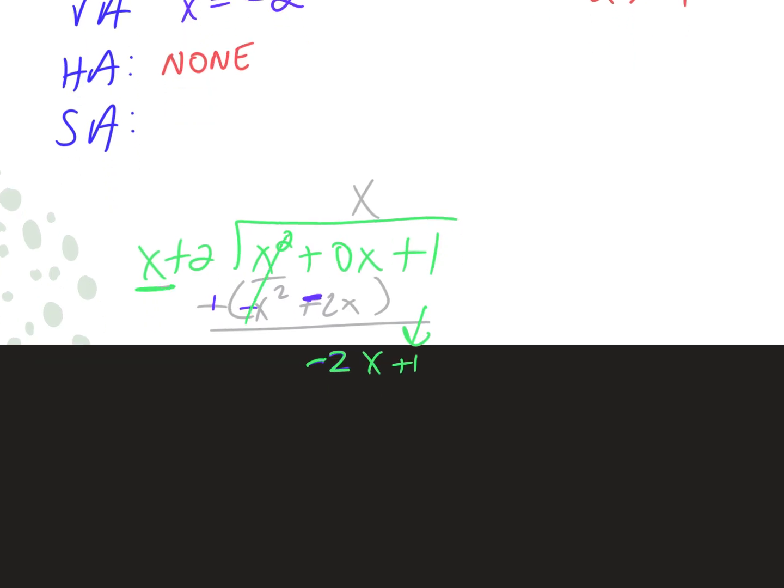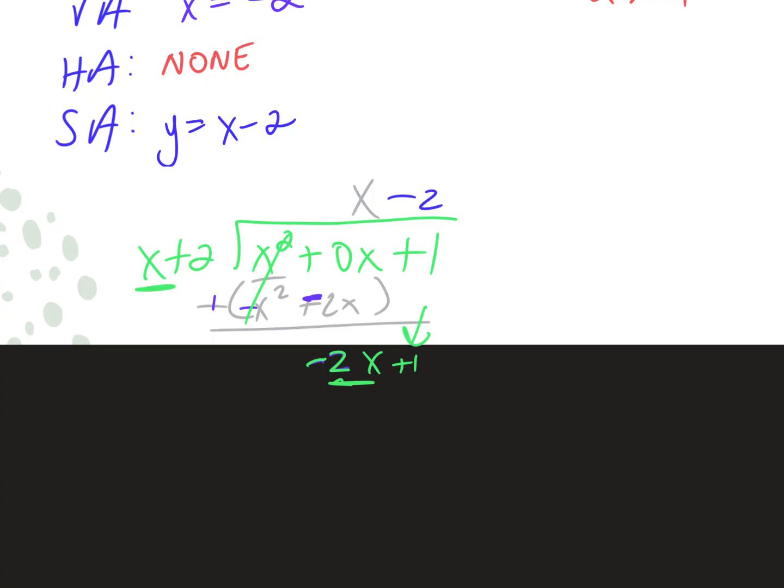And I say, again, first term into first term. x times what is negative 2x? Minus 2. Good. Do I have to complete this problem, guys? No. How come? You don't care about the remainder. So how do I write my slant asymptote? y equals x minus 2.